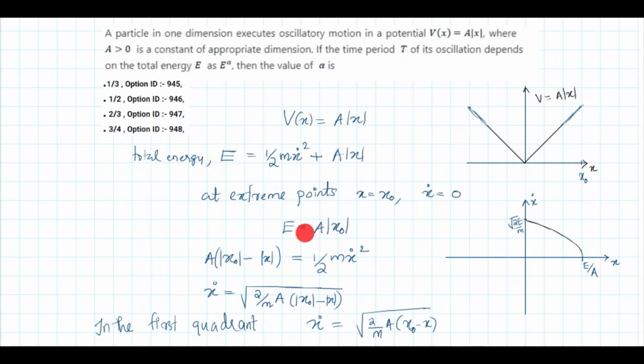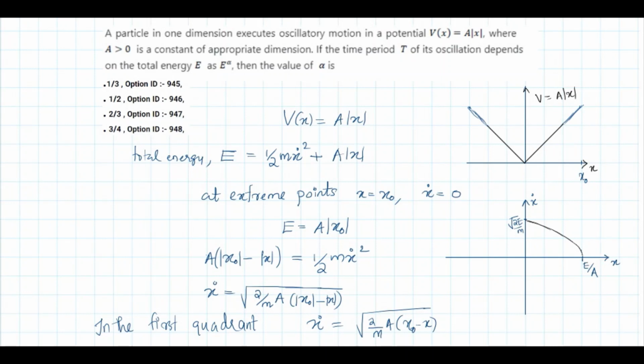If x naught is the extreme point, we can write E is A mod x naught. If you substitute here, you will get A mod x naught. You can take this to the left hand side: E minus A mod x equals half m x dot square, and x dot is square root of 2 by m into A into mod x naught minus mod x. Now consider a plot of x dot versus x.